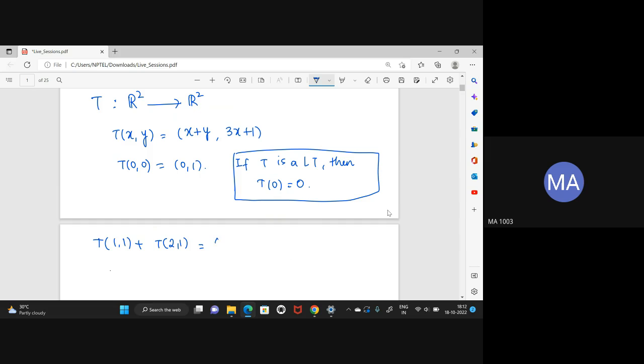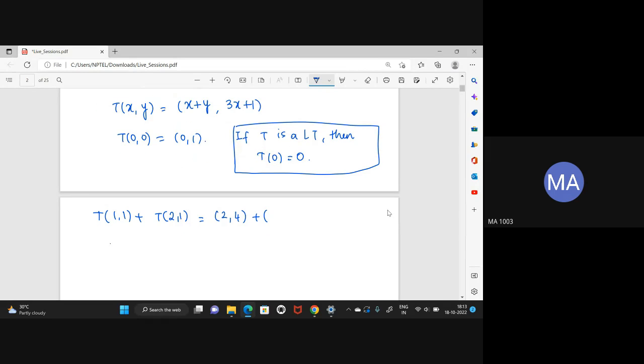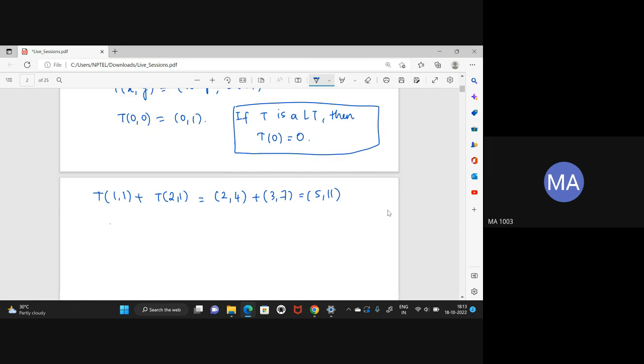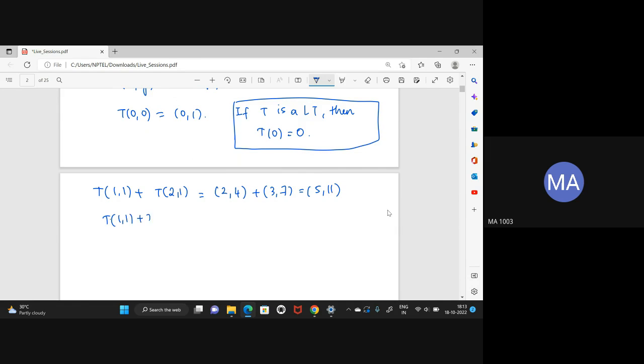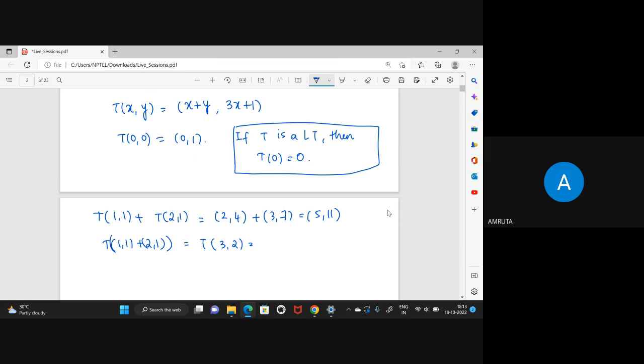T of 1 comma 1 is 2 comma 4. Plus T of 2 comma 1 is 3 comma 7. So this is 5 comma 11. What is T of 1 comma 1 plus 2 comma 1? T of 3 comma 2, what is this? 5 comma 10. Yes, 10. So these two are not equal, and because of this, it is not a linear transformation.